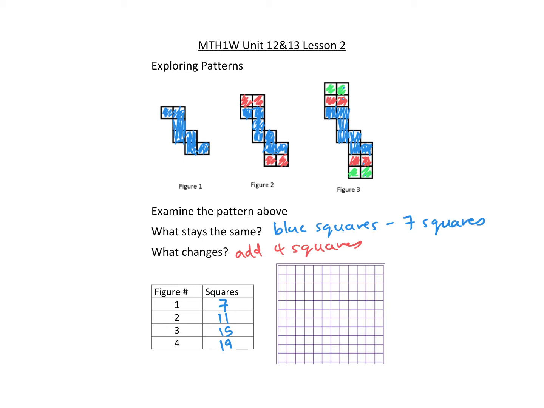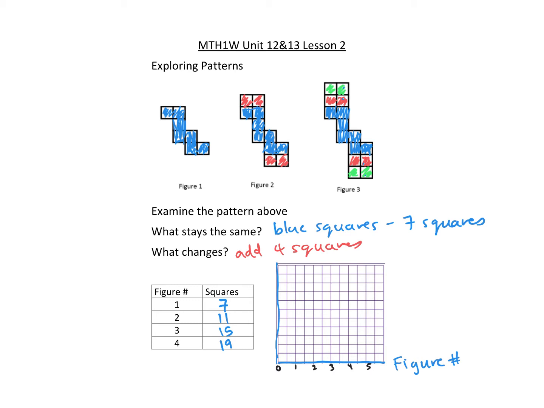So you could graph this also onto a grid. So the x-axis would represent the figure number, and then the y-axis is the number of squares. So I'm just going to put an x-axis here and a y-axis here. And we're going to plot the point 1, 7. Let's do this in red. We should put some numbers on our axes. So let's do figure 1, figure 2, and we'll go up to figure 5.